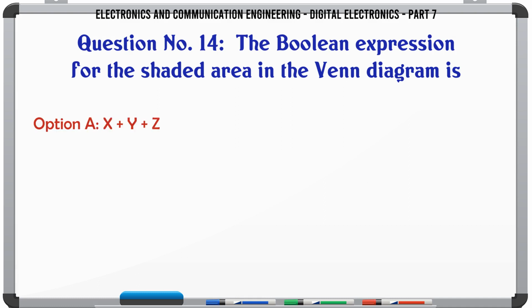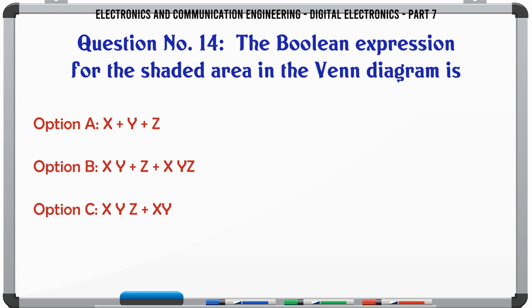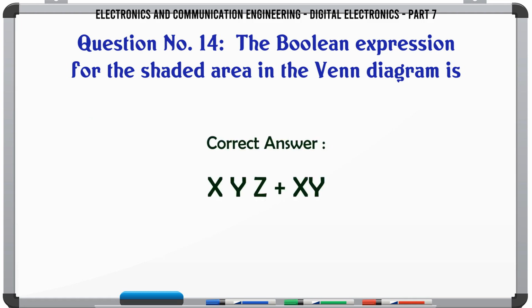The Boolean expression for the shaded area in the Venn diagram is: A. XYZ, B. XYZ, C. XYZ, D. XYZ. The correct answer is XYZ.